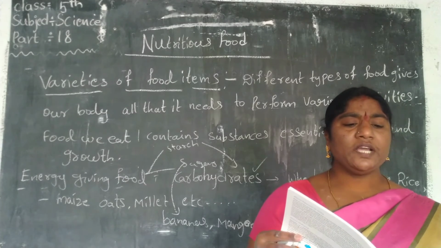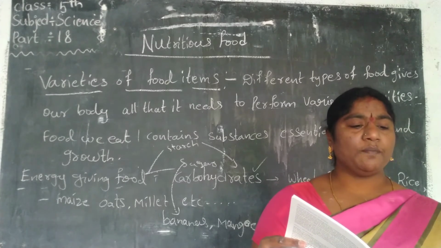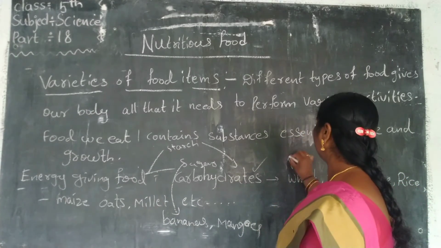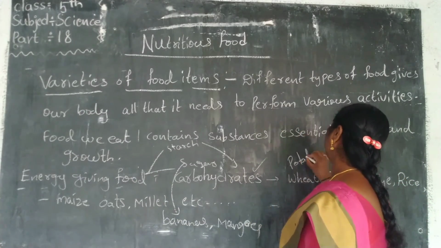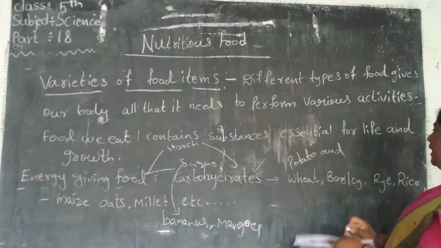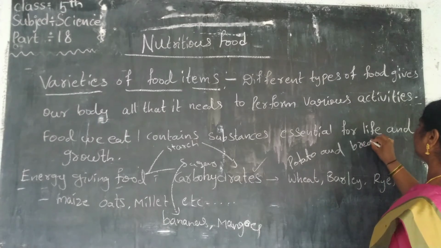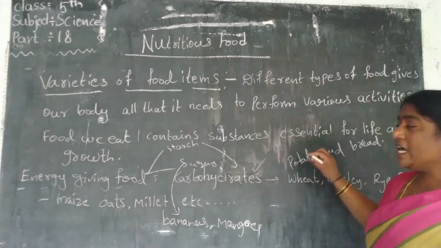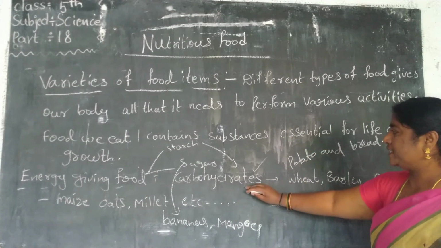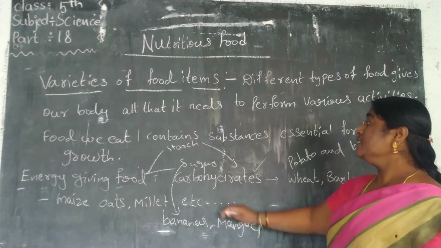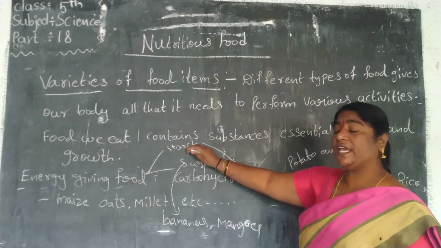Potatoes and bread also contain a good amount of starch. There is one more. What is that? Potato and bread, which we take in the morning with milk or tea. They are also rich in carbohydrates. Which items have sugar? Bananas and mangoes. Which items have starch?